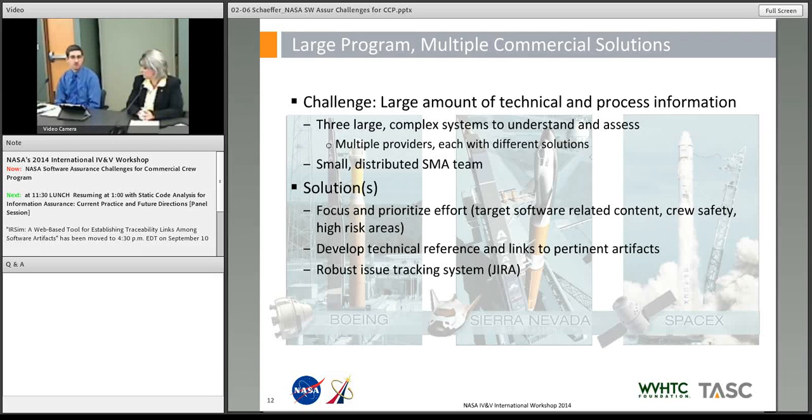We approached this like you would any other large effort. We scoped and prioritized. As Kathy mentioned, our scope included crew safety. FAA would cover the public safety and people on the ground. We also focused our efforts on where software showed up. That's why we were supporting CCP. So anything that software could influence or touch was pretty much in scope for us. But that did at least reduce the amount of information that we were looking at.